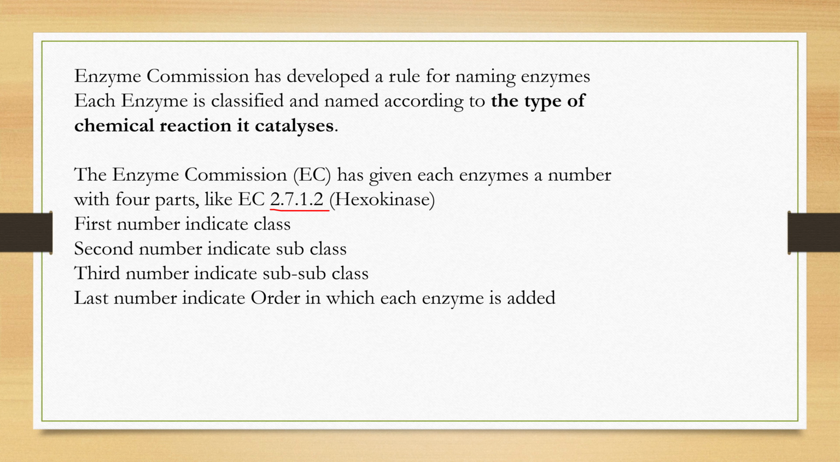Now, the Enzyme Commission has given each enzyme a unique number, and this number has 4 parts. The first part, that is 2, indicates the class. The first number indicates the class, the second number indicates the subclass, the third number indicates the sub-subclass, and the fourth number indicates the order within the subclass. Here, for hexokinase, the 2 indicates which class the hexokinase belongs to.